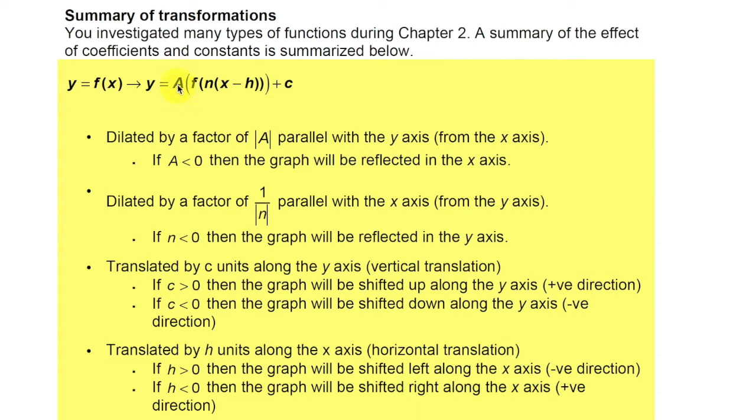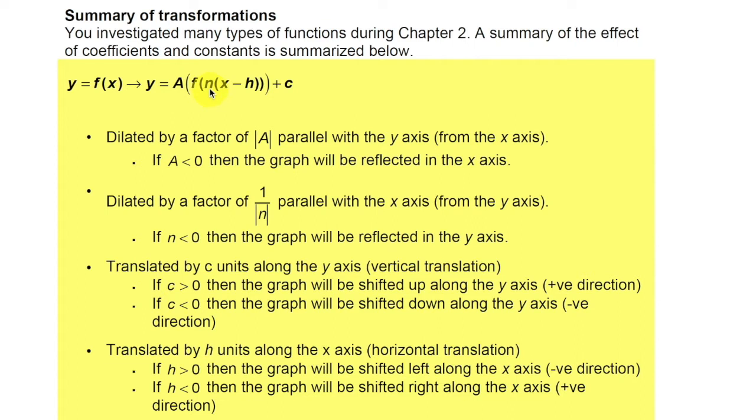That is, every y value is multiplied by that number A there. And when I'm referring to the magnitude, I'm just talking about the size. So ignore the sign. If it's a negative, I just assume it's positive. I'll deal with the negative in the next step with the reflections. What's the effect of the n? That's the coefficient of x. So that's the number in front of the x, but within the function. Hopefully that makes sense to you.